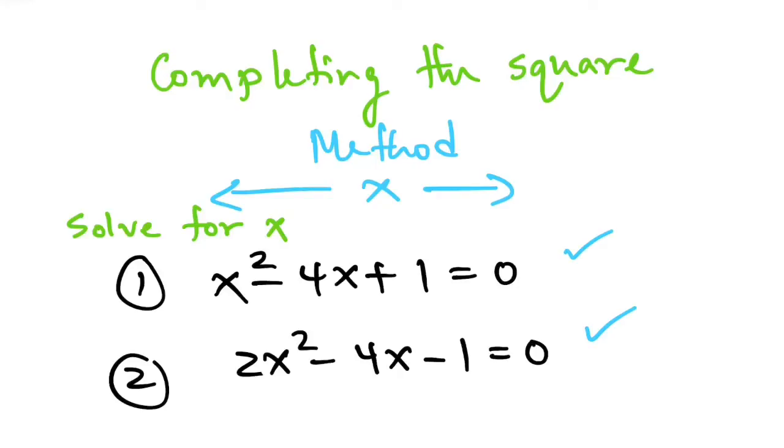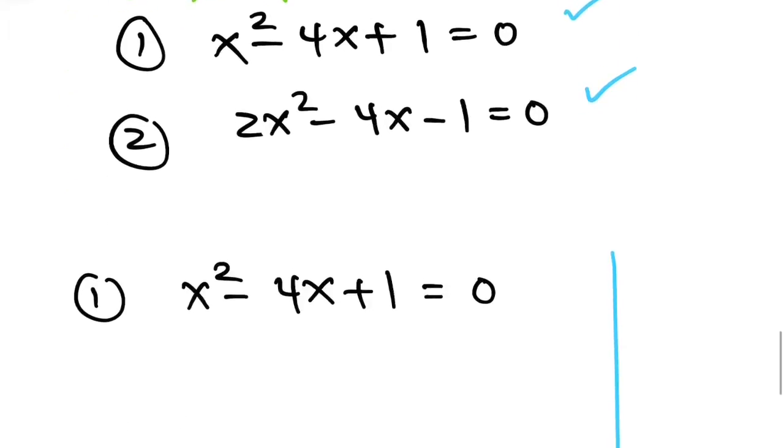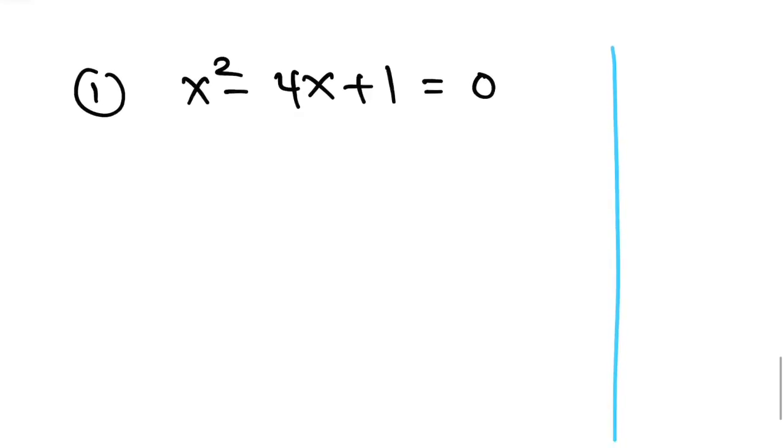So today we're going to talk about completing the square method. We're going to solve for x and there are two problems given to us: x squared minus 4x plus 1 equal to 0 and 2x squared minus 4x minus 1 equal to 0. So let me show you how you can solve for x using the completing the square method.